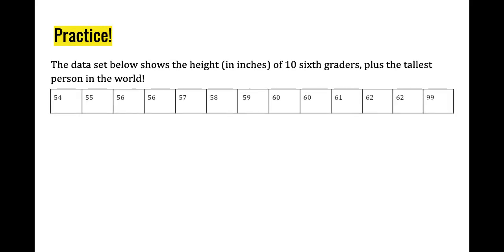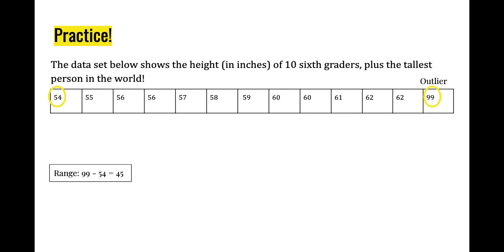Let's do one example together. This data set shows the height of 10 sixth graders, okay? Plus, there's an 11th data point, which is the height of the tallest person in the world. To find the range, I'm going to subtract the maximum minus the minimum, and I get 45. But I know that that 99 is an outlier, so it's throwing off my range a little bit. It's making it so that it's not quite as helpful when I talk about the spread of the data.